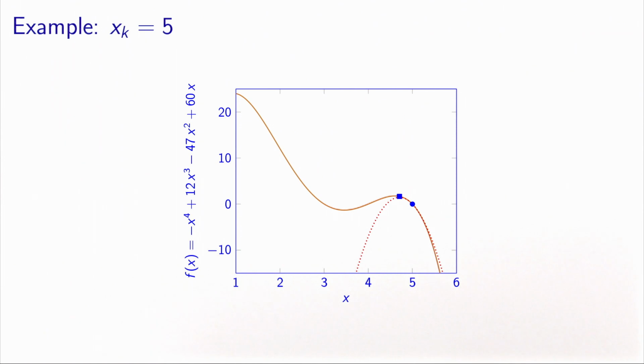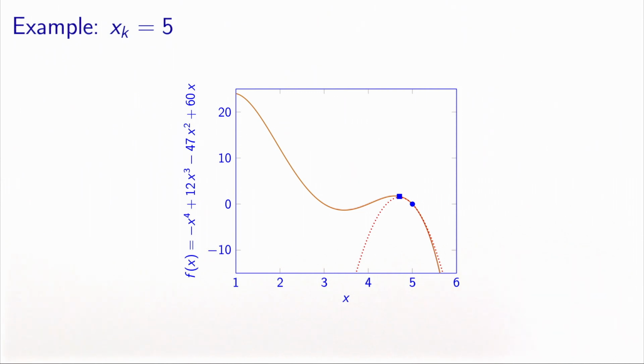So we are in a case where the function at the current iterate xk equals 5 happens to be concave. And because the function is concave, the quadratic model that we calculate is also concave and therefore unbounded. So in this case, the method does not make sense, because either we try to solve an unbounded minimization problem, or we calculate a maximum, which is not what we want to do.